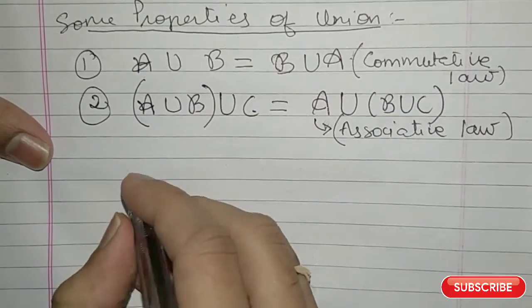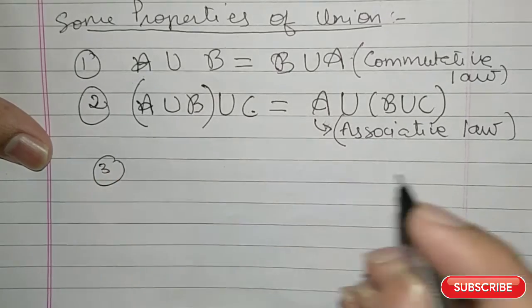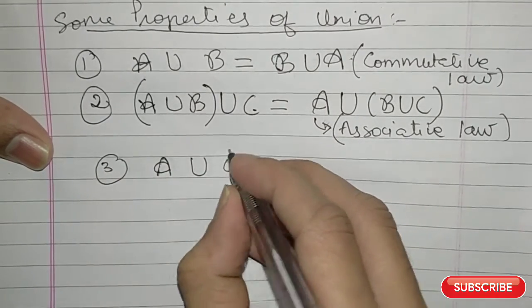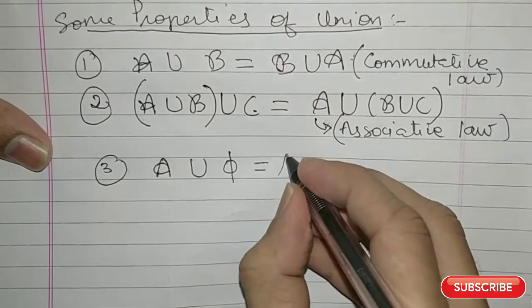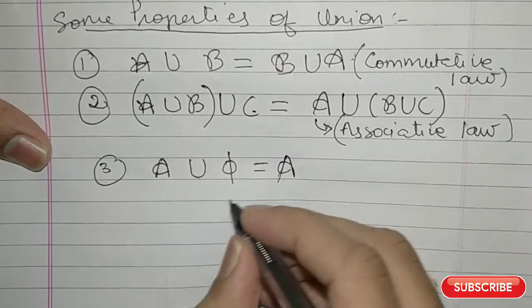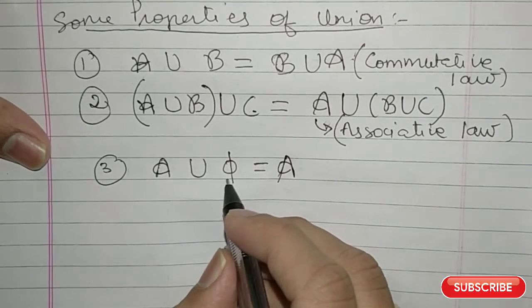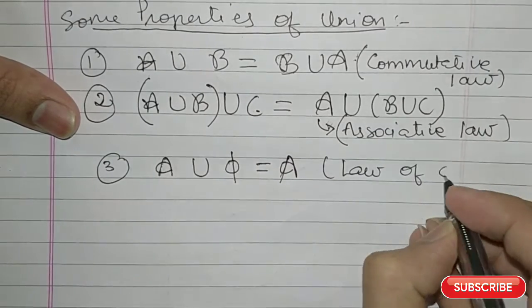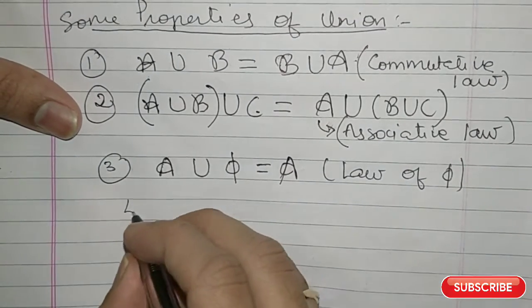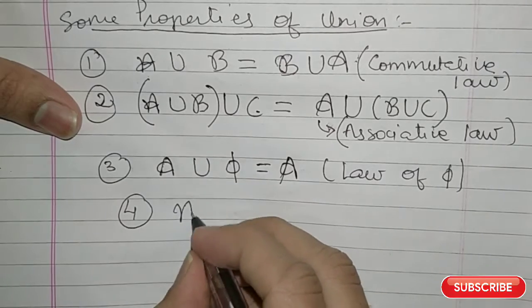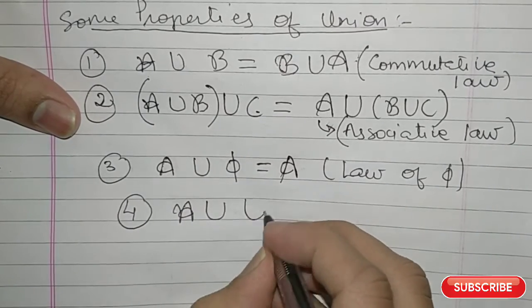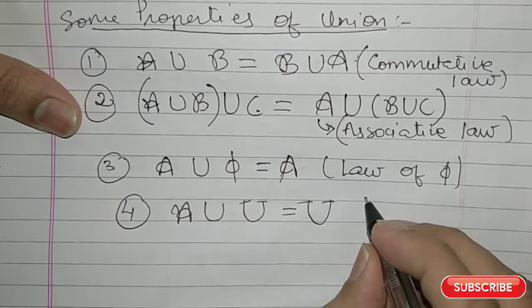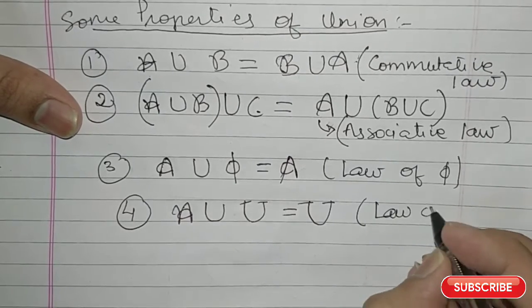Okay, then let us go to the third property, that is A union the empty set is equal to A. So this is known as the law of the empty set. Then fourth, A union the universal set is the universal set. So that is the law of U.